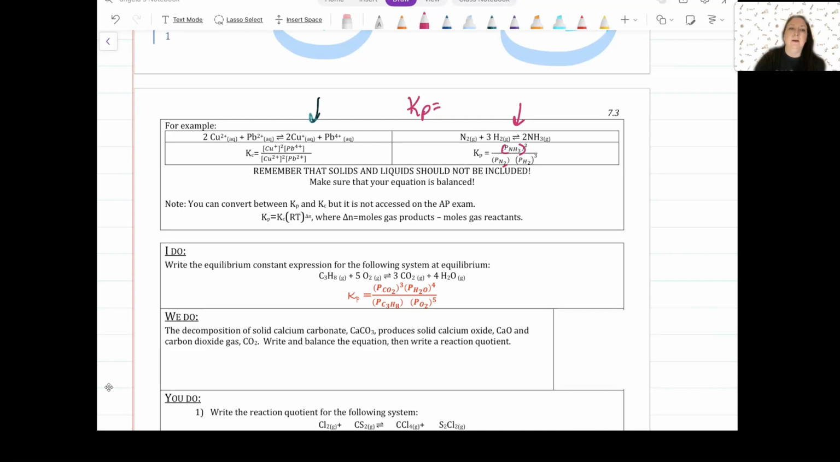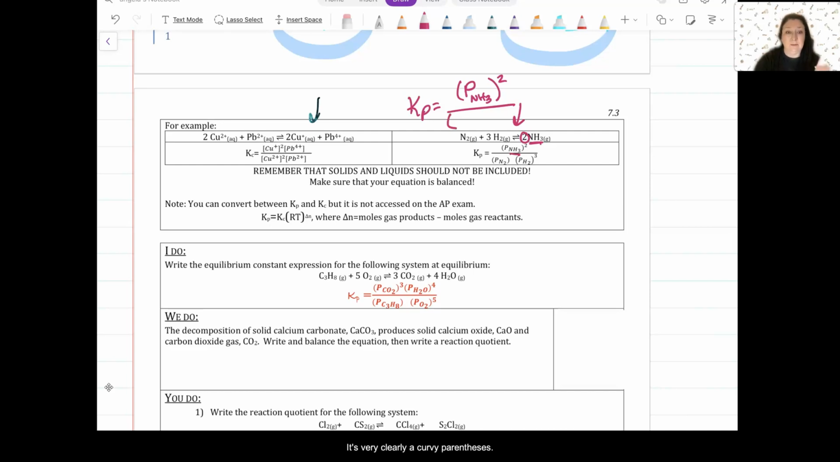All right, Kp. So with the Kp expression, notice that you use parentheses instead. You use a capital P, P for pressure, and then you have a subscript of who it is. So in this case, my numerator will always be my products, and my product is NH3. So it's the pressure of NH3. His coefficient is a 2, so he is squared. Yes, I know we have this written on the paper, but I just wanted to walk you through how you write it really quickly.